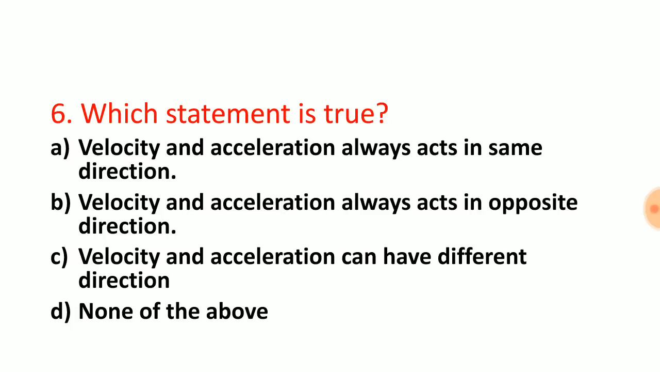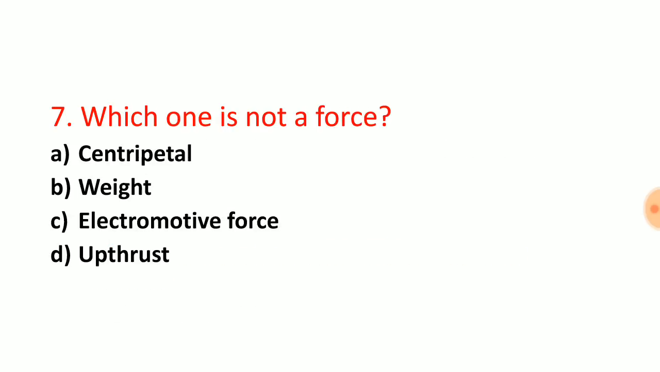Now let us see question number 6. Which statement is true? Velocity and acceleration always act in the same direction. Velocity and acceleration always act in the opposite direction. Velocity and acceleration can act in different directions. Option choice C is the correct answer for this question. Sometimes velocity and acceleration act in the same direction, sometimes in the opposite direction, and they can change their direction.